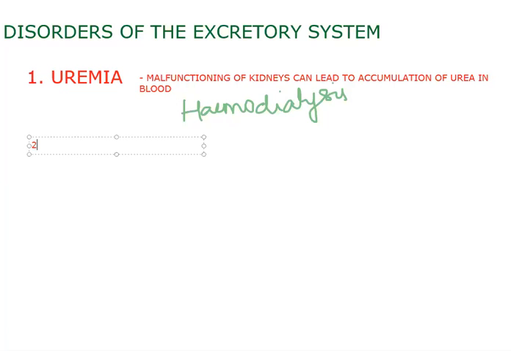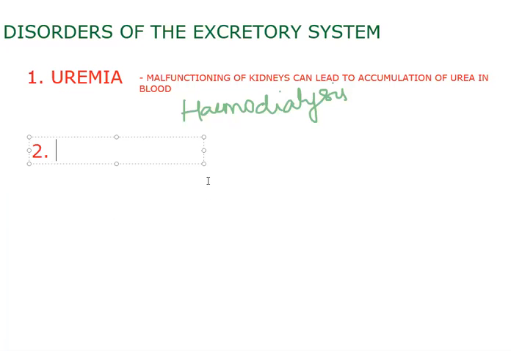Remember, uremia is a condition, the accumulation of urea in the blood. Accumulation of urea in the blood, we can say uremia. It is because of failure of the kidney. The failure of the kidney leads to uremia. Okay.